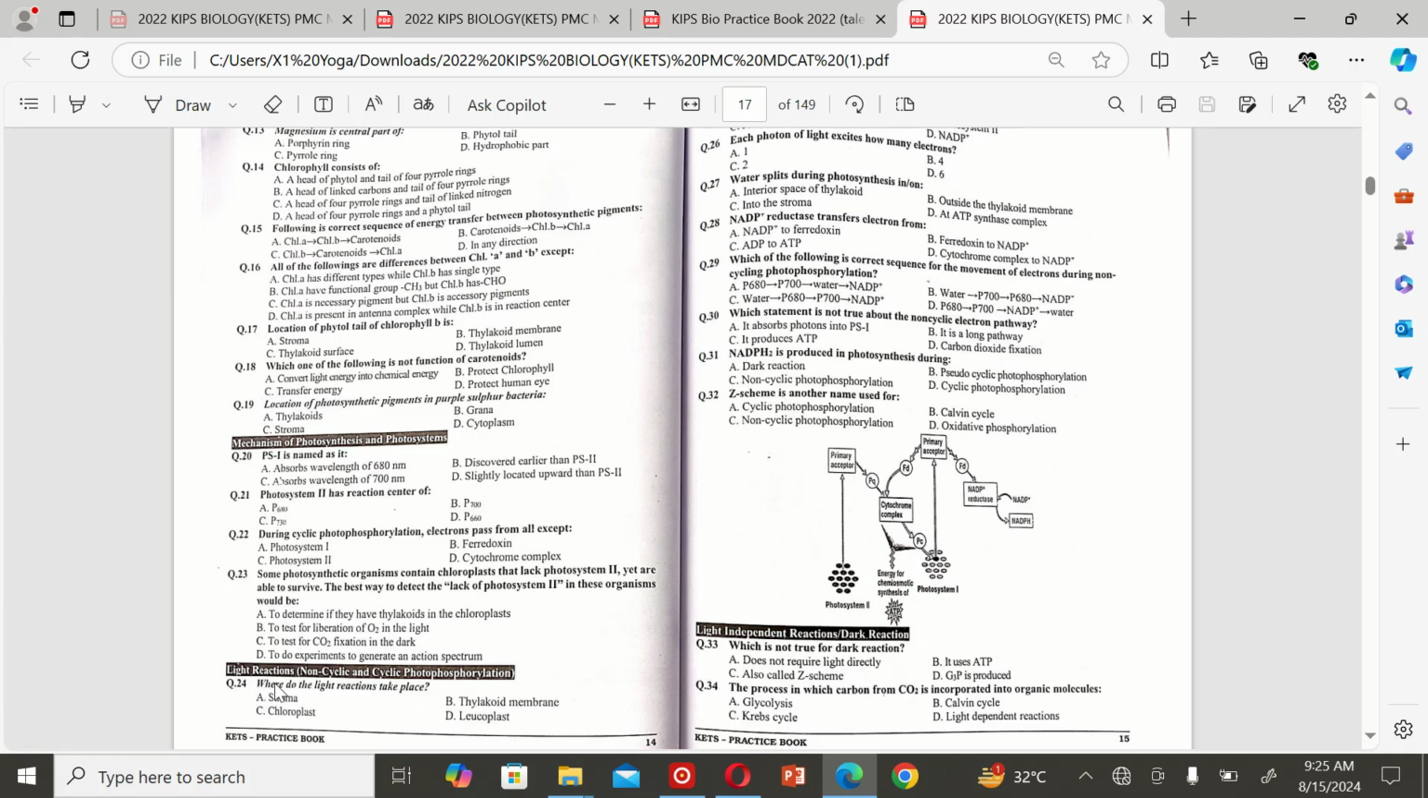The next MCQ is: where does the light reaction take place? A. Stroma, B. Thylakoid membrane, C. Chloroplast, and D. Leucoplast. So the correct option is B. Thylakoid membrane.